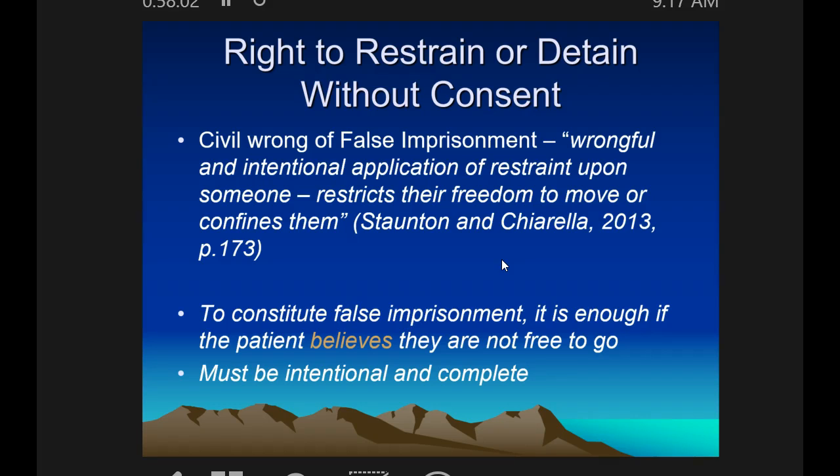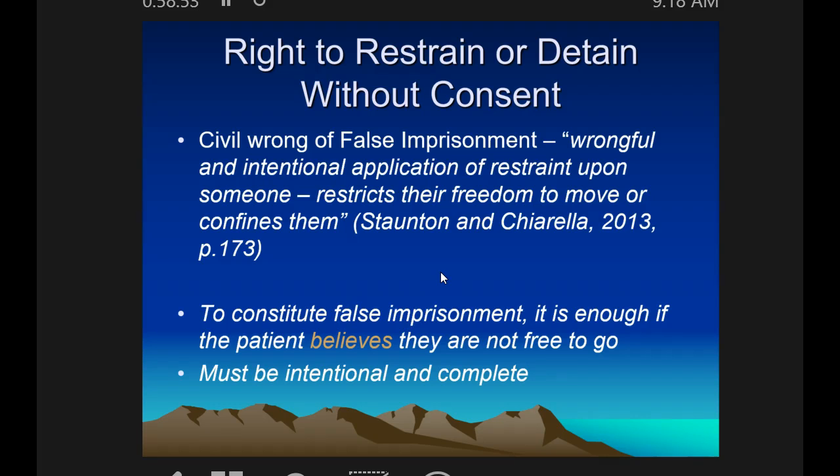But false imprisonment is a serious matter. And yes, it can be breached in a number of ways. And it's not just when you actively physically restrain someone against their will, but also if you put in the mind of someone that they can't actually leave. For example, say someone's in the emergency department and they've been treated, and then they have to provide their Medicare card or pay a bill or something like that, and then the doctor says you can't leave till you pay this bill. That could effectively constitute false imprisonment. It's enough if the patient believes that they're not free to go, and it must be intentional and complete.